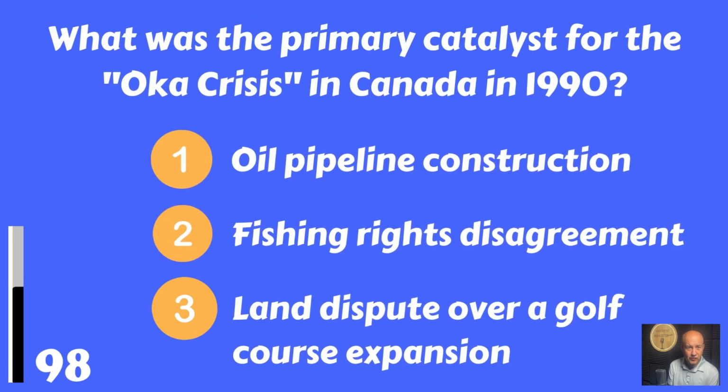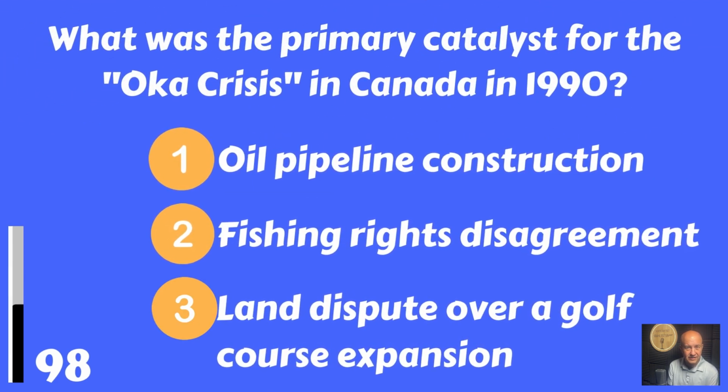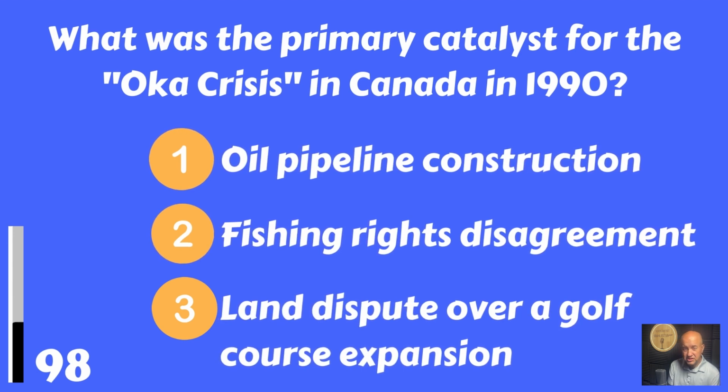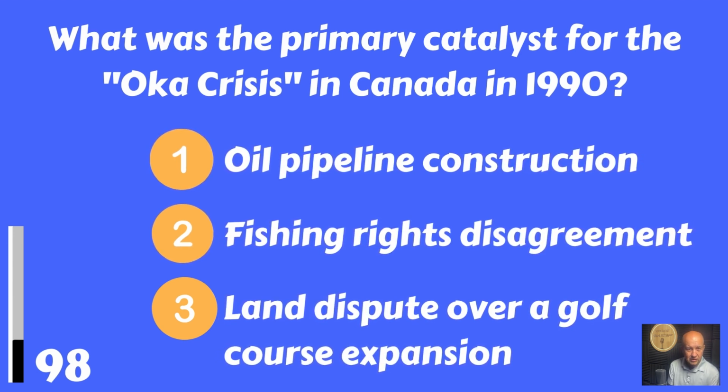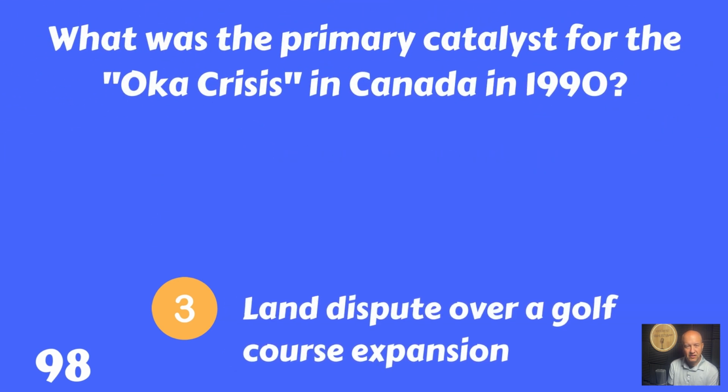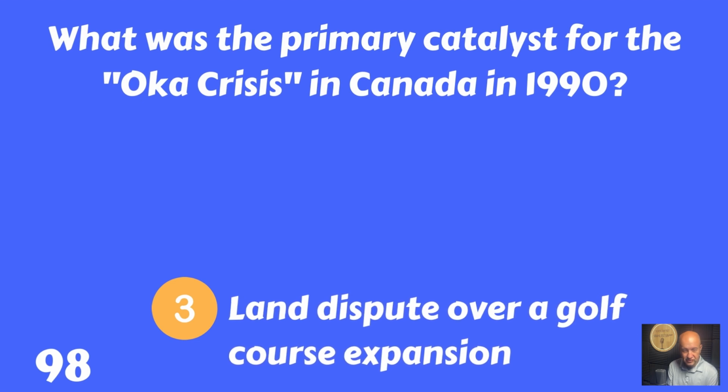What was the primary catalyst for the Oka crisis in Canada in 1990? The oil pipeline construction, fishing rights disagreement, or a land dispute over a golf course expansion? It was a land dispute over a golf course expansion.